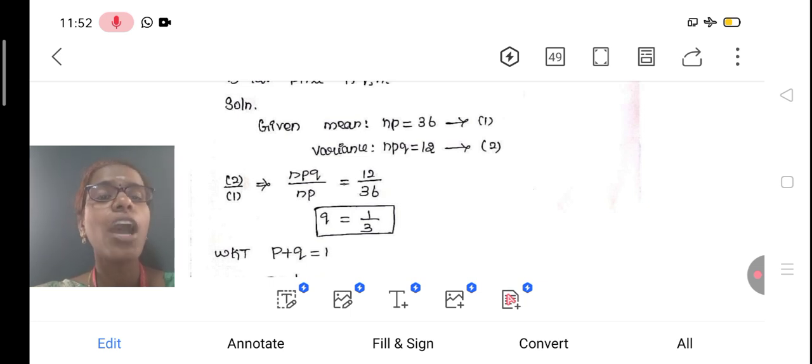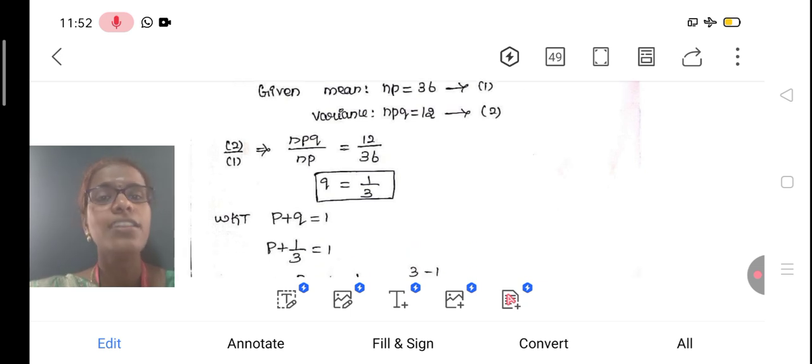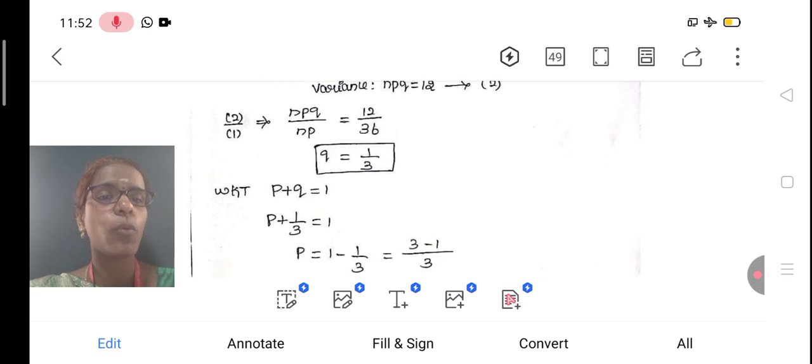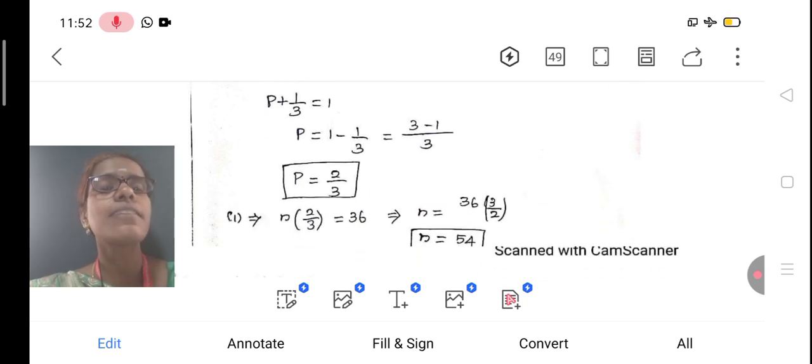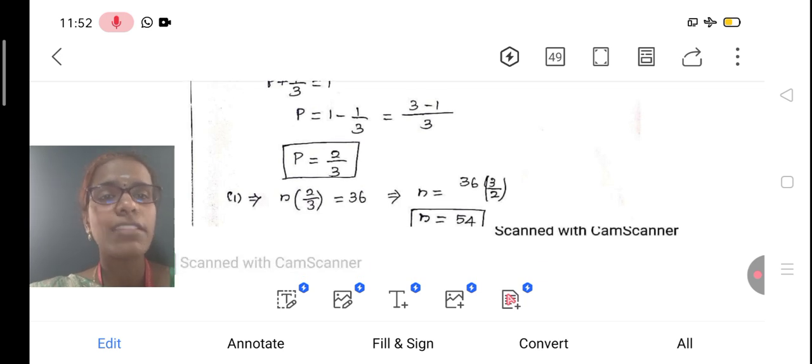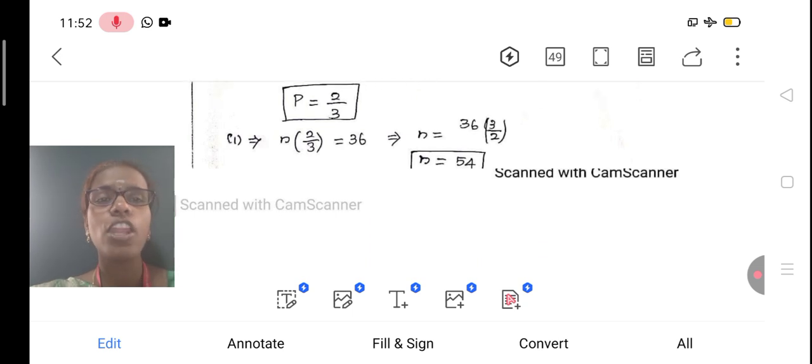And how to find the value of p? We know the concept, p plus q equals 1. So p equals 1 minus q, which is 1 minus 1 by 3. The value is 2 by 3. Substitute in any one equation and we get the value of n. So n into 2 by 3 equals 36. So n equals 36 into 3 by 2, which is nothing but 54. Now we got the values for n, p and q.